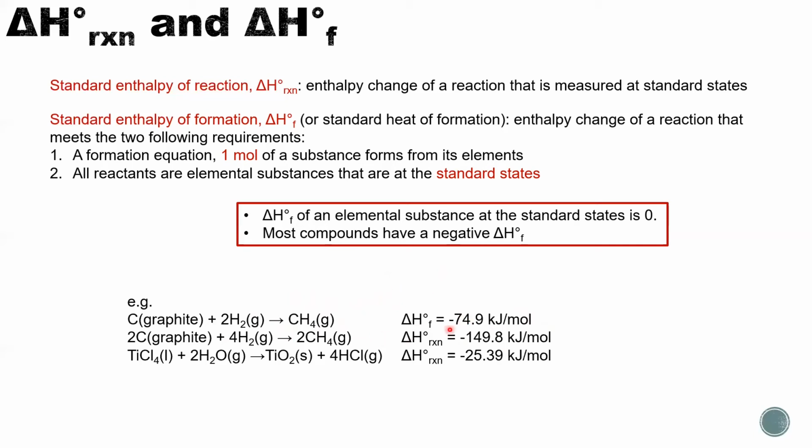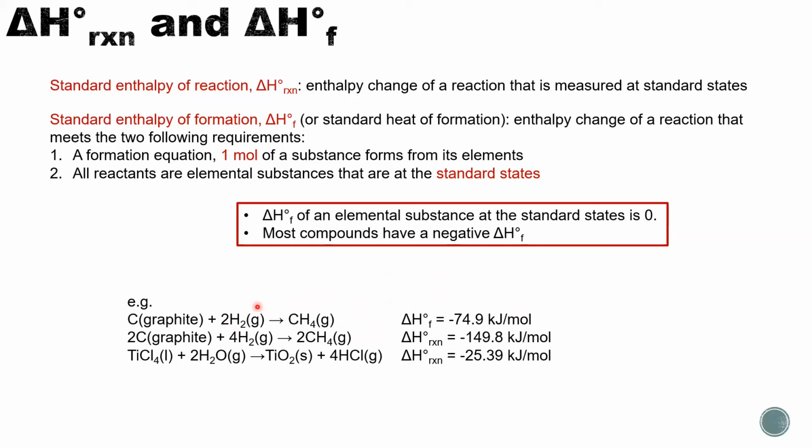When you write the standard formation, please pay attention. Only the reactants, the elemental substances, need to be at standard condition. For the products, it does not need to be at standard condition. It can be in the gas phase, it can be the less stable form, whatever. It's a product, so you can form anything you want, okay?